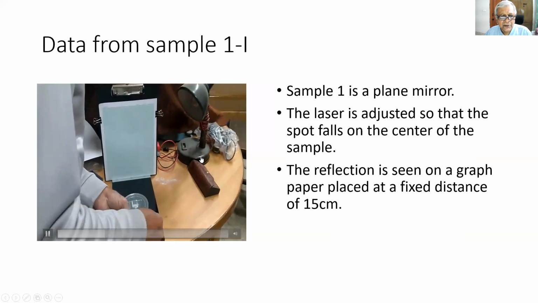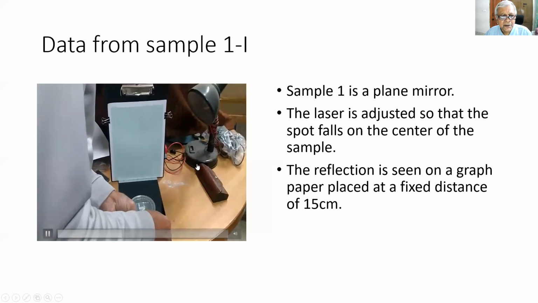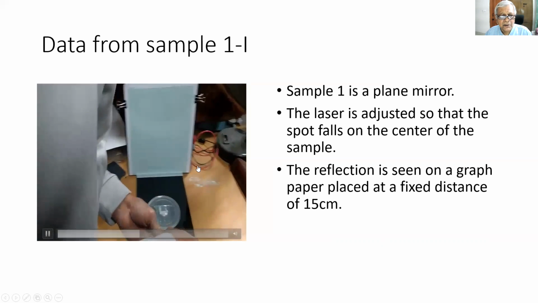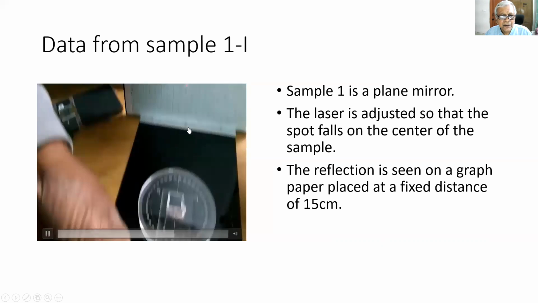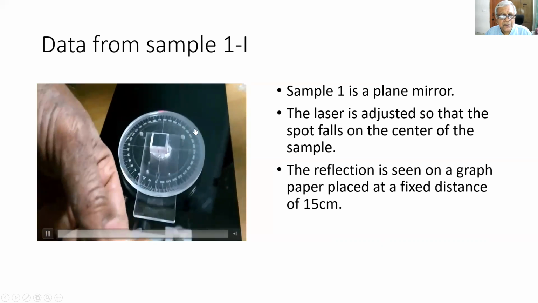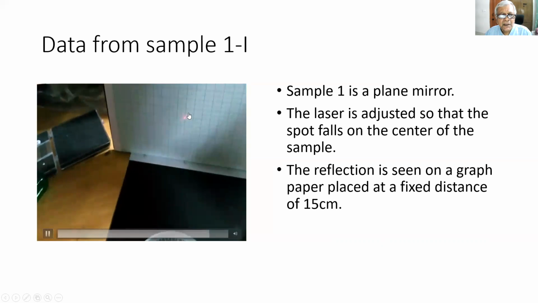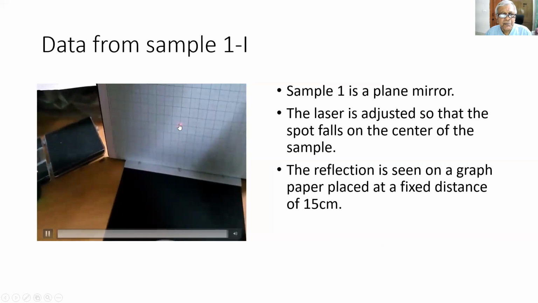Here we go, trying to get the laser at 30 degrees. I'm trying to adjust the laser so that we get a spot right at the center, and then it is reflected onto the graph paper here. This is also going to be the 0th order of the diffractions that we'll get from other samples here.